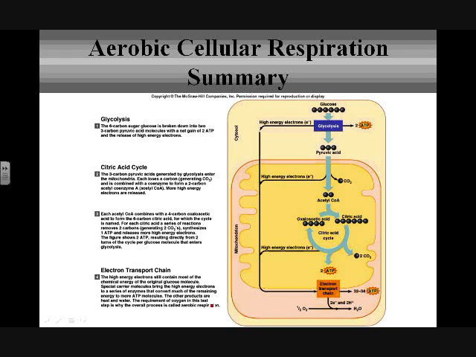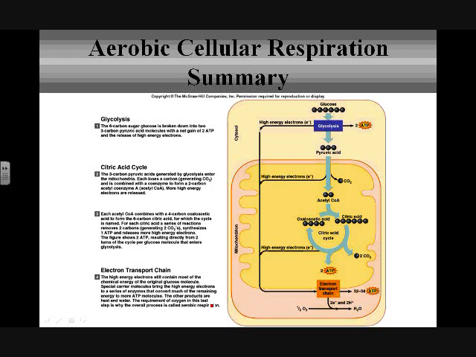It says, glycolysis, the 6-carbon sugar glucose is broken down into 2 3-carbon pyruvic acid molecules with a net gain of 2 ATP and the release of high energy electrons. Citric acid cycle, the 3-carbon pyruvic acids generated by glycolysis enter the mitochondria. Each loses a carbon, generating CO2, and is combined with a coenzyme to form a 2-carbon acetyl coenzyme A, or acetyl-CoA. More high energy electrons are released.